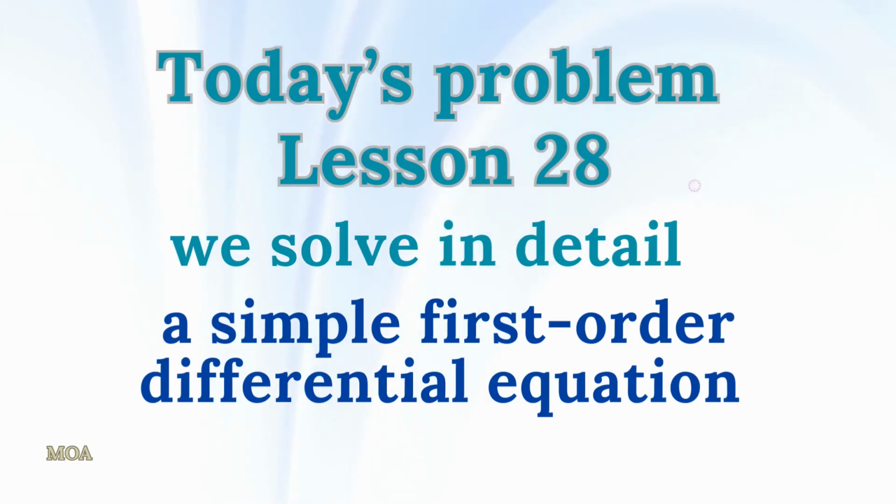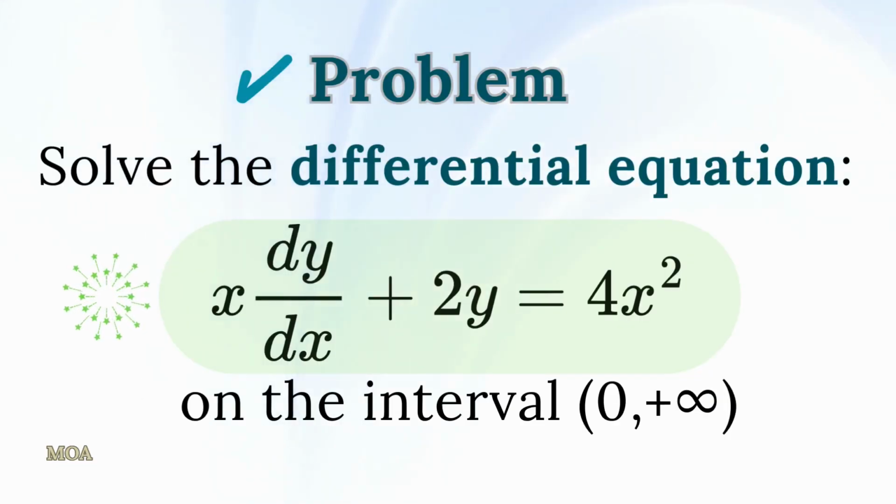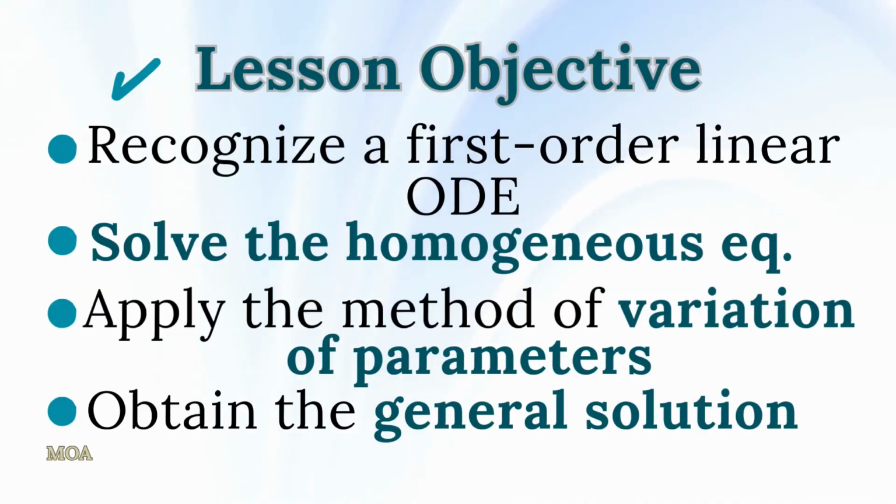In Lesson 28, we solve in detail a simple first-order differential equation that, despite its appearance, demands systematic and rigorous analysis. In this problem, solve the differential equation x times y prime plus 2 times y equals 4 times x squared on the interval from 0 to infinity, not including 0.